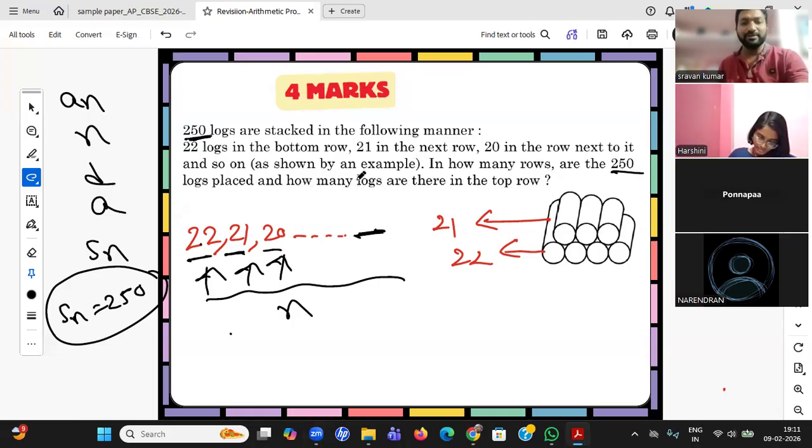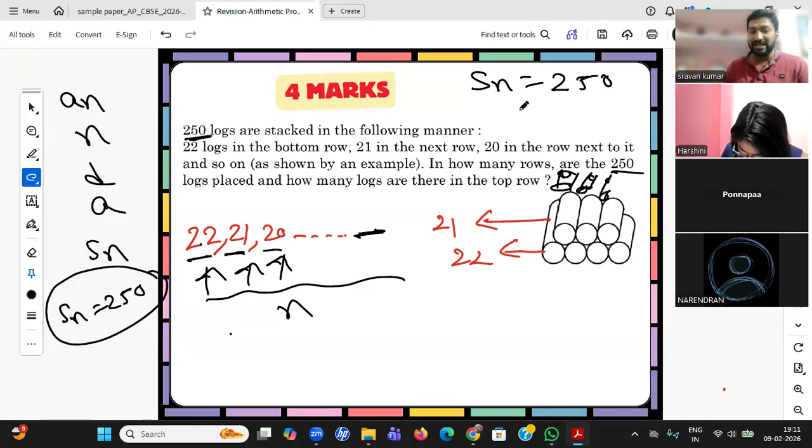Okay, so students who are doing, do it. For students who did not understand, you see, I'm explaining slowly. 250 logs are stacked in the following manner. You see, in the first row 22, second row 21. Like that, the logs are going on, student. So total are 250. That means first of all, you write, sir, S of n equal to 250. Sum, he said, 250 logs are stacked. Now first number 22, 21, 20, and goes on. So when you look at this sequence, it's an AP because the common difference is 1.